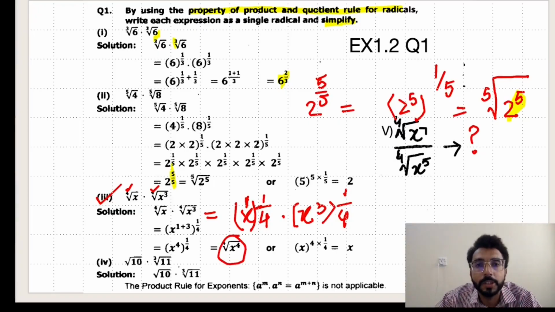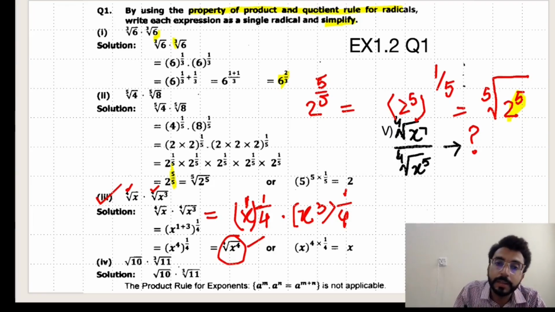Because in the question we have been asked to write each expression as a single radical and also simplify it. So up to here we have converted it into radical form, now we also have to simplify it. How will we simplify? This is our single radical form. When we cancel the 4 and 4, the answer will become x. This is our single radical expression and this is our simplified form. Just like in question number 2, 2 is our simplified form and this is our single radical expression form.